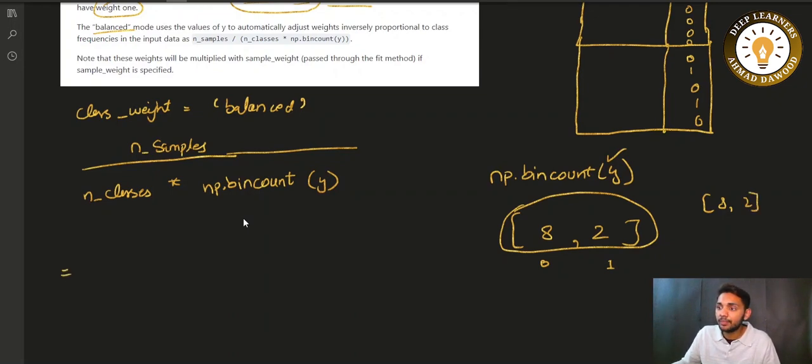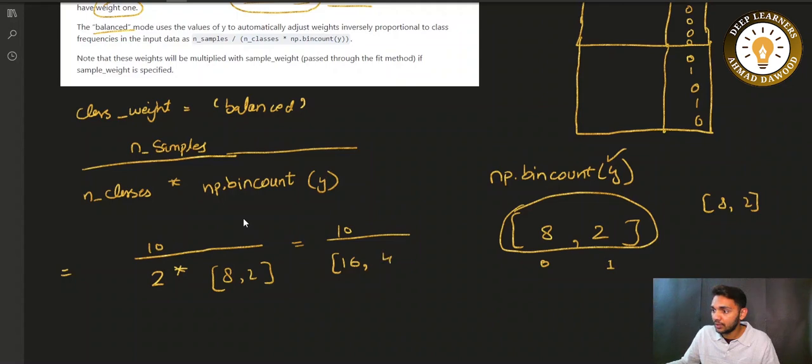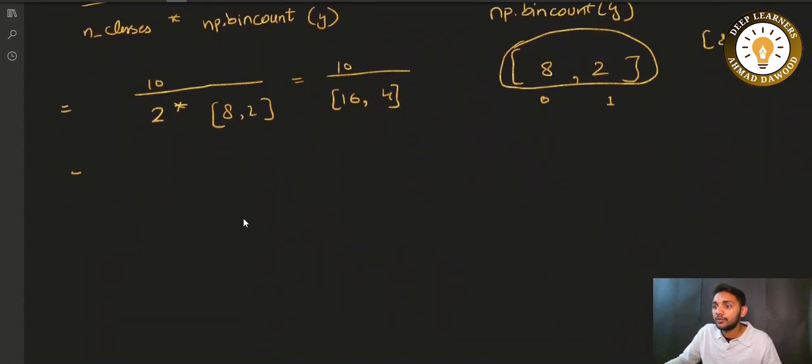Now how many samples do you have? 10 total samples. How many classes do you have? Two classes, and this array will be 8, 2. When you multiply, this array will become 16 comma 4. So if you make 10 divided by 16 and 10 divided by 4, what will be the value of 10 by 16? It will be about 0.625.